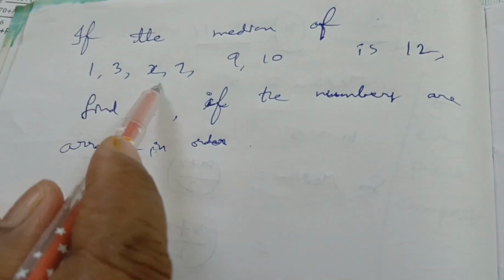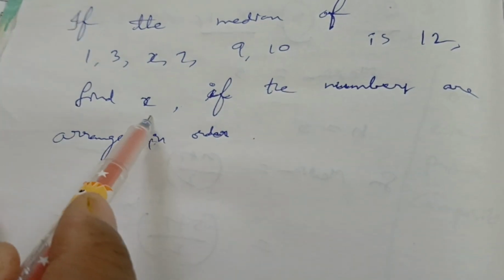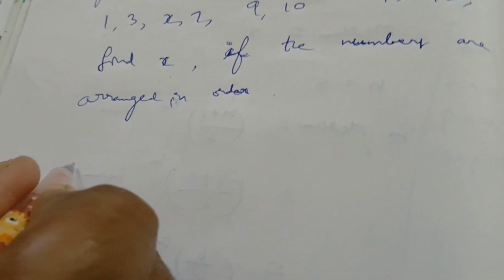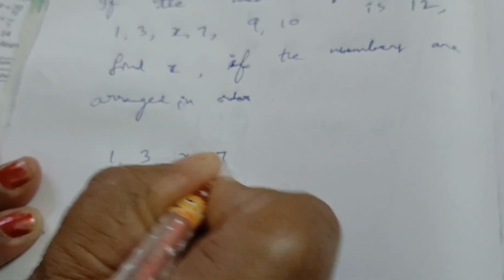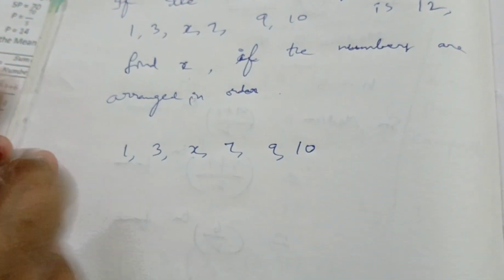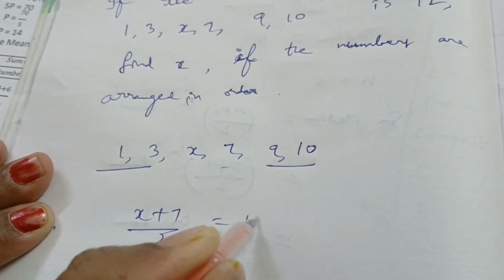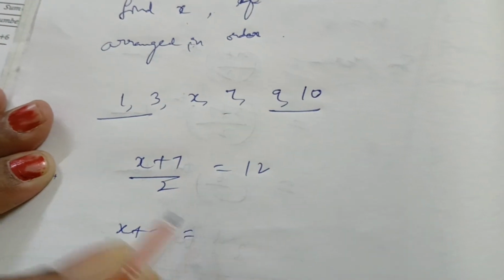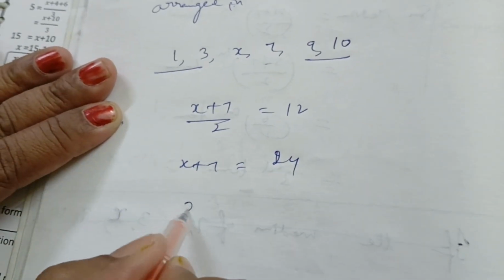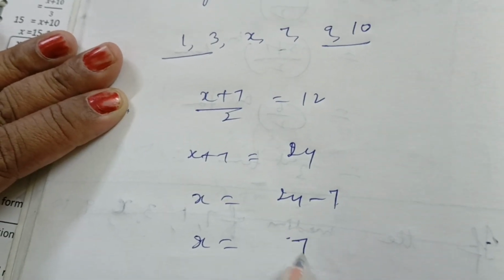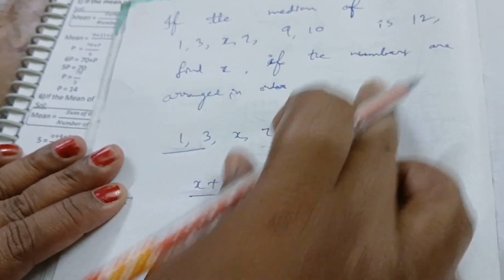The median of 1, 3, x, 7, 9, 10 is 12. Find x, and the numbers are already arranged in ascending order, it seems. So as the order is already given like this, now we need to find x, and the median of this is nothing but 12. That means x plus 7 by 2 is 12. So x plus 7, 12 twos are 24. 24 minus 7, how much? 14 minus 7 is 7, so 17. That means we found out x here. Already the median is given. We need to find x.